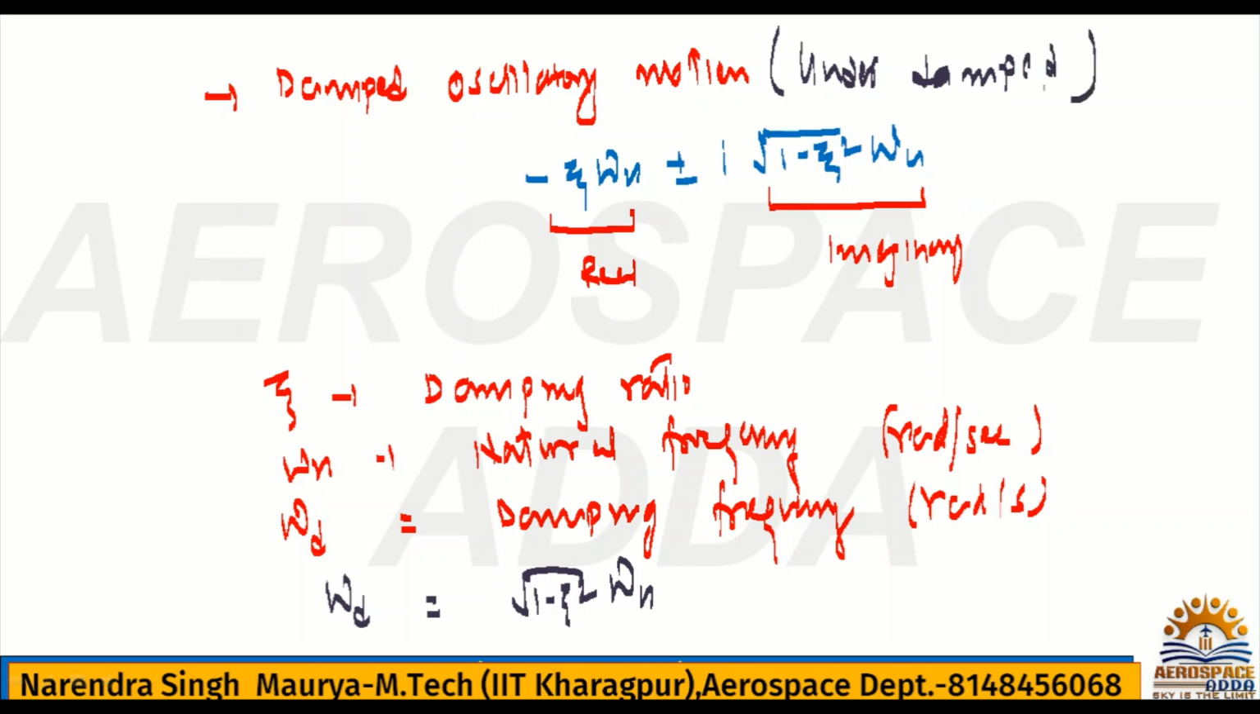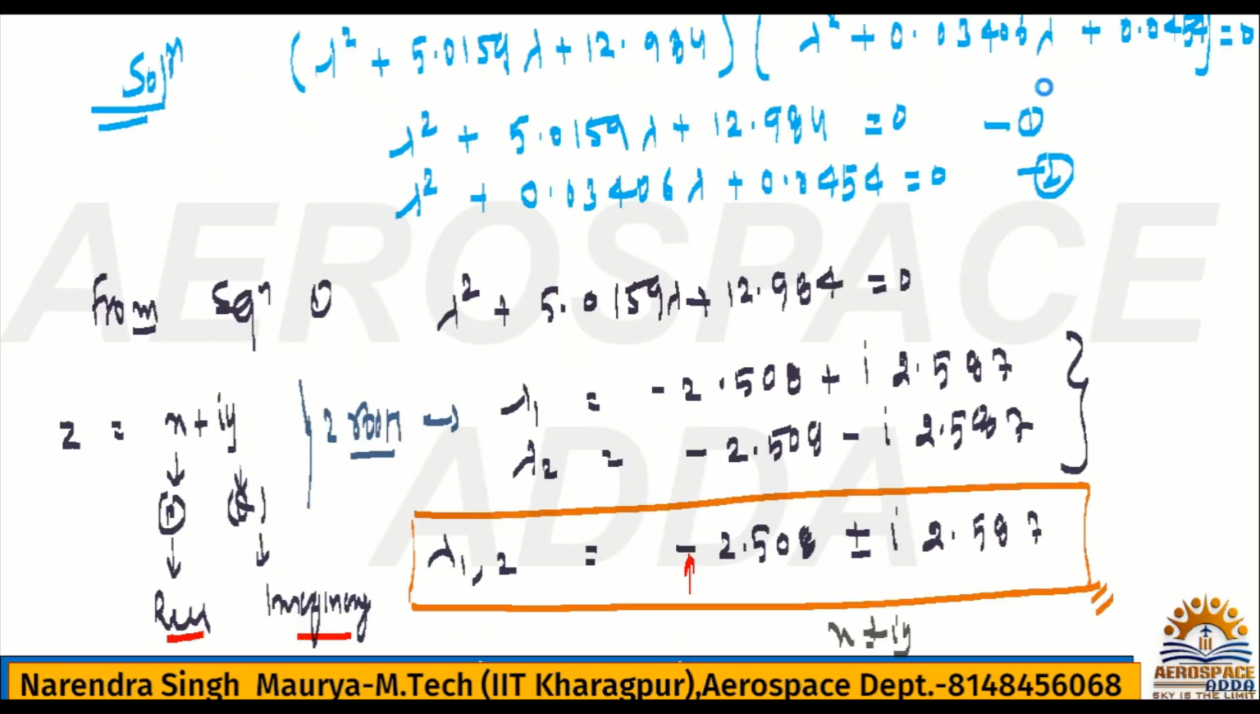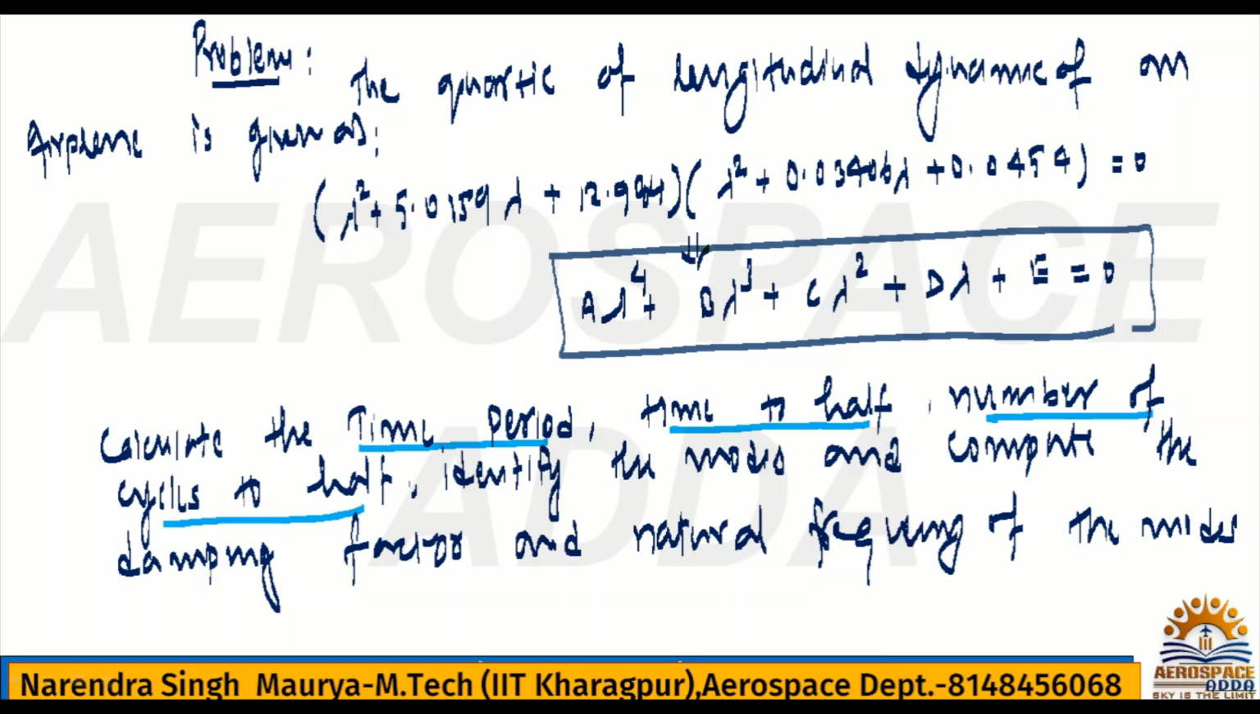Now we have to simply compare this. Coming to the problem, what is the problem actually? In the problem, they said: calculate the time period, time to half, number of cycles to half, identify the modes, and compute the damping factor and natural frequency. Here you have two types of motion: short period oscillation and long period oscillation. For both, we will do it one by one.